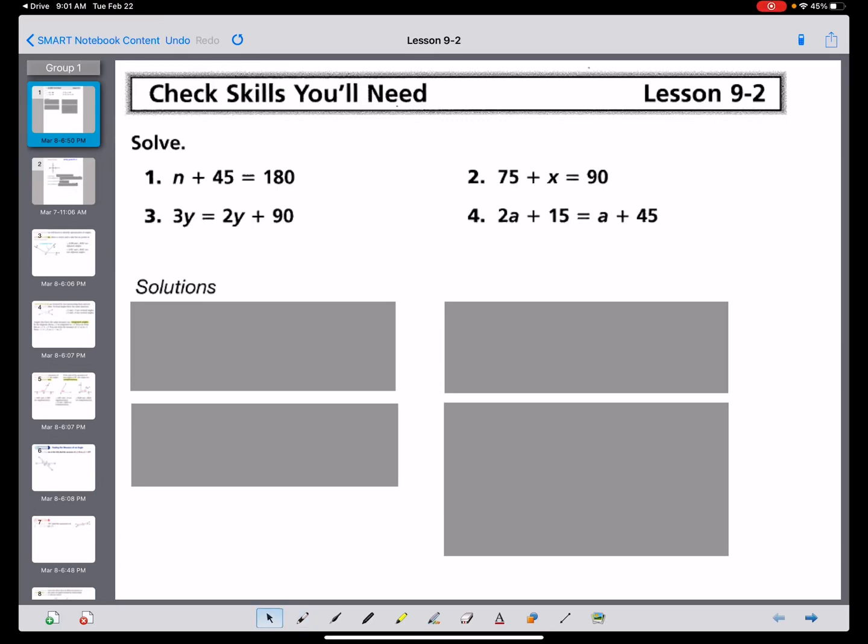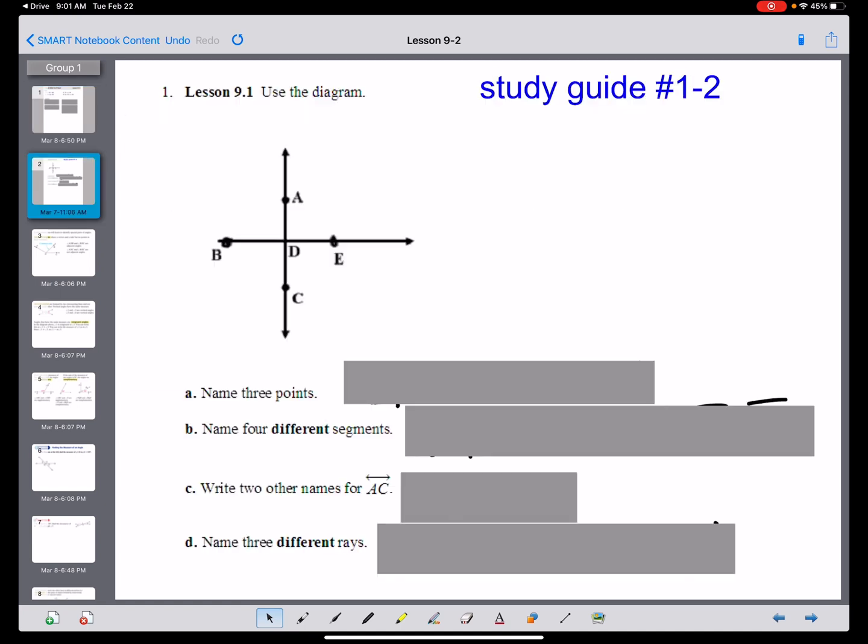This is lesson 9-2 from the Algebra Readiness textbook. For today's lesson, you'll need your notes packet and a sharpened pencil. Begin today's lesson by trying both the check skills you'll need and the study guide problems, one that has 4 parts. Pause the video and come on back to compare your answers to mine.